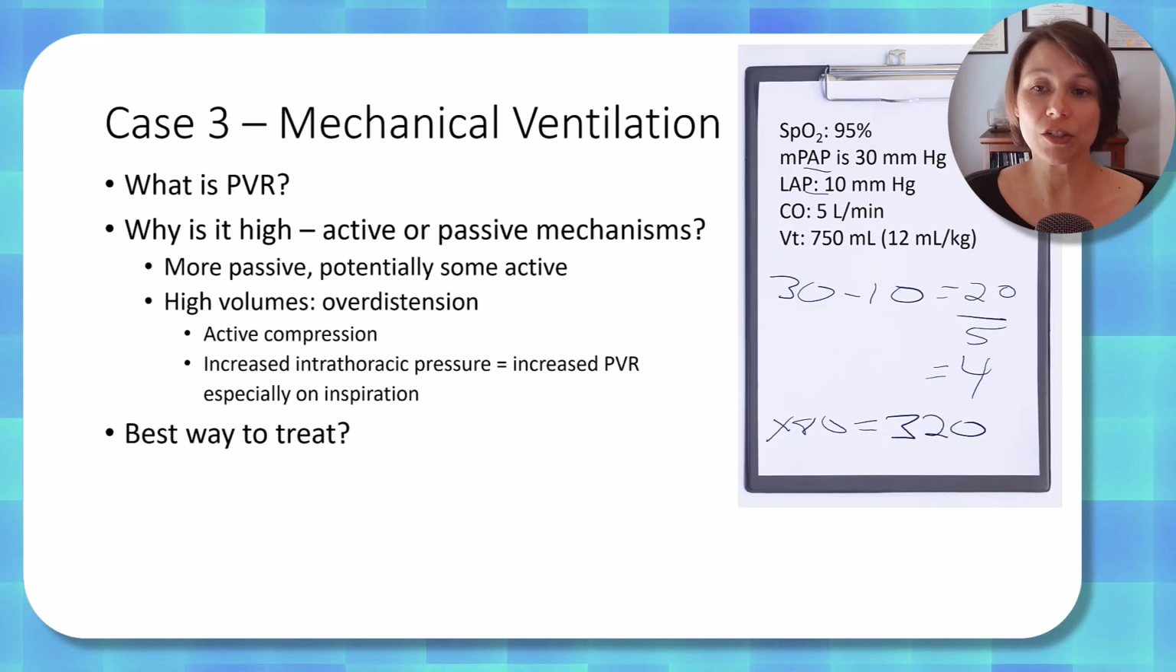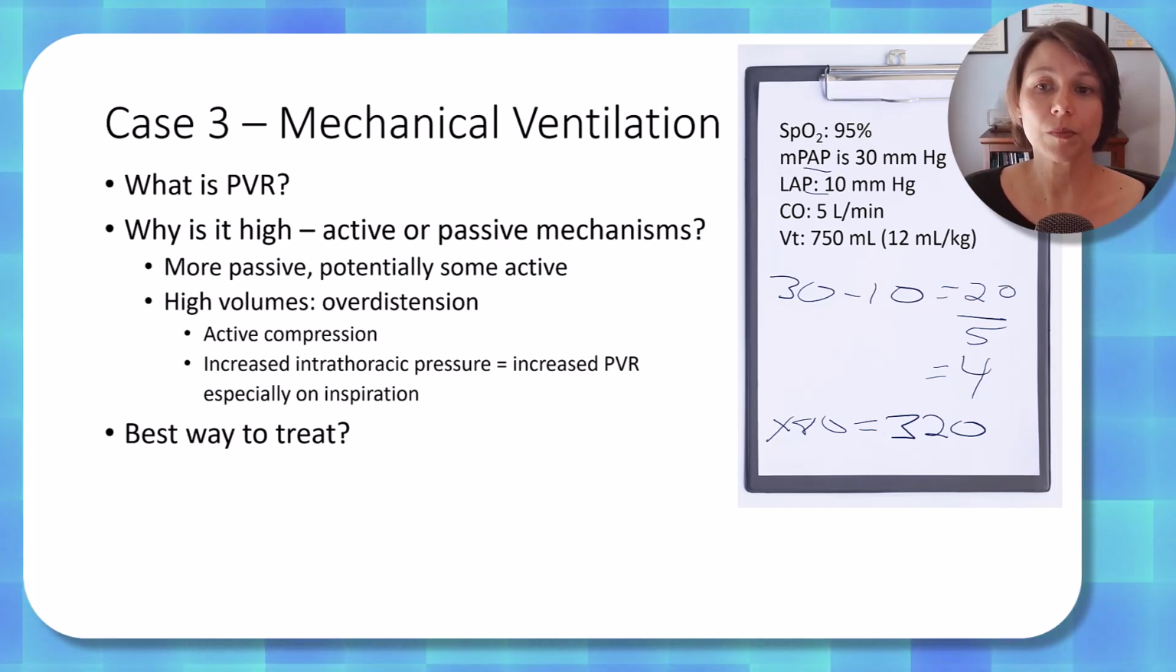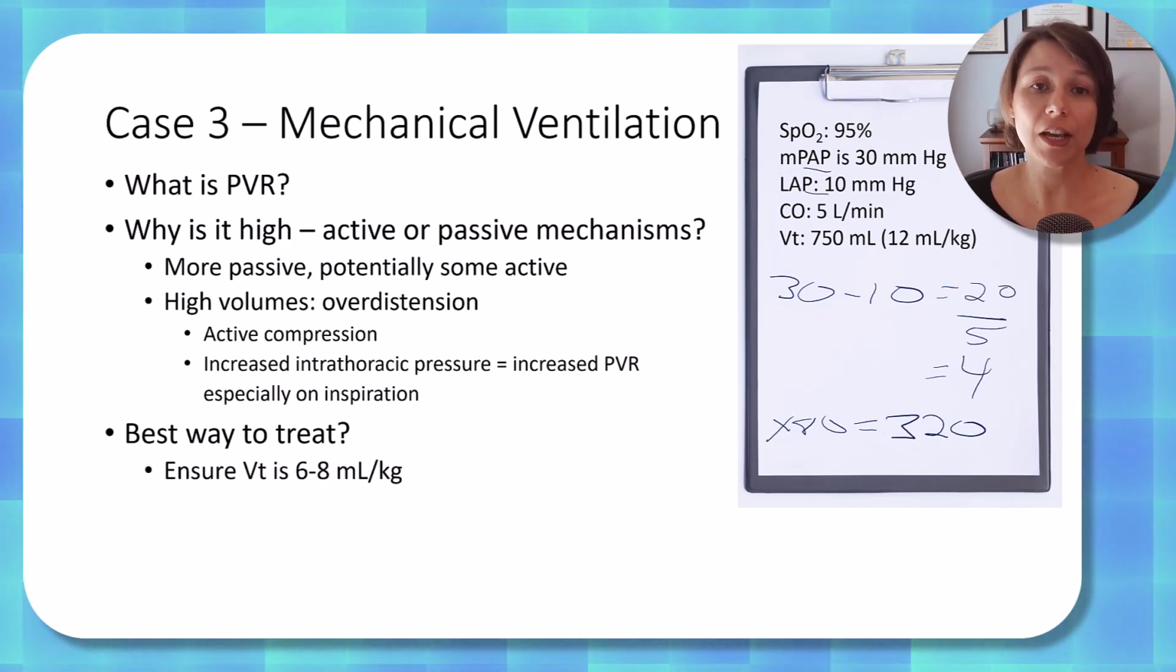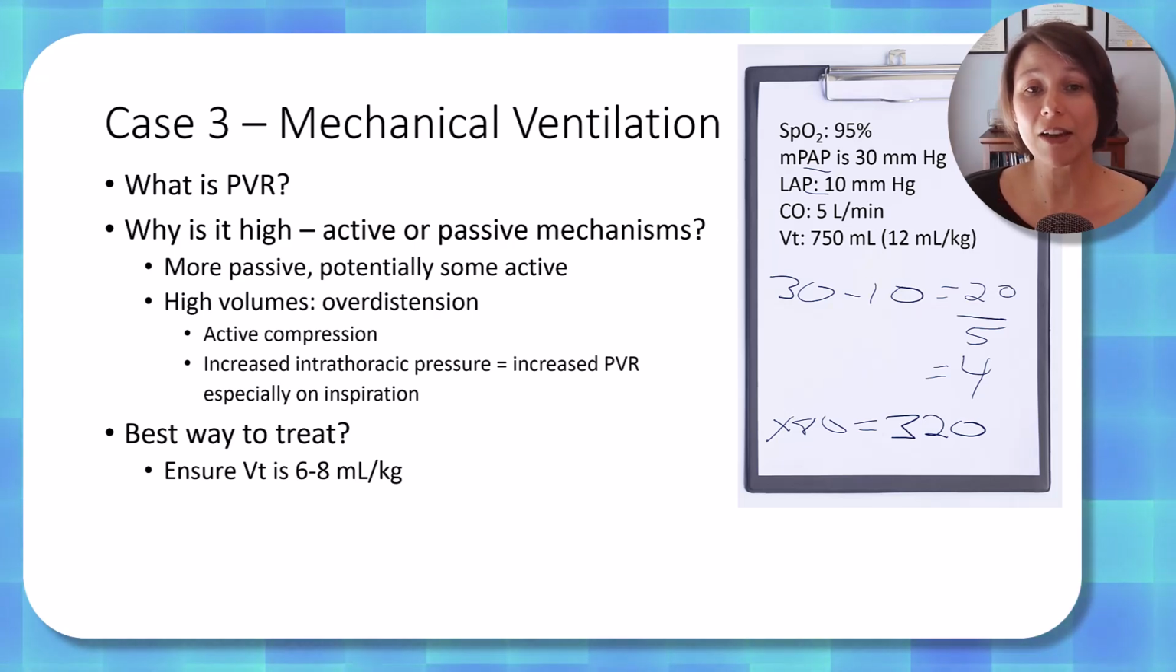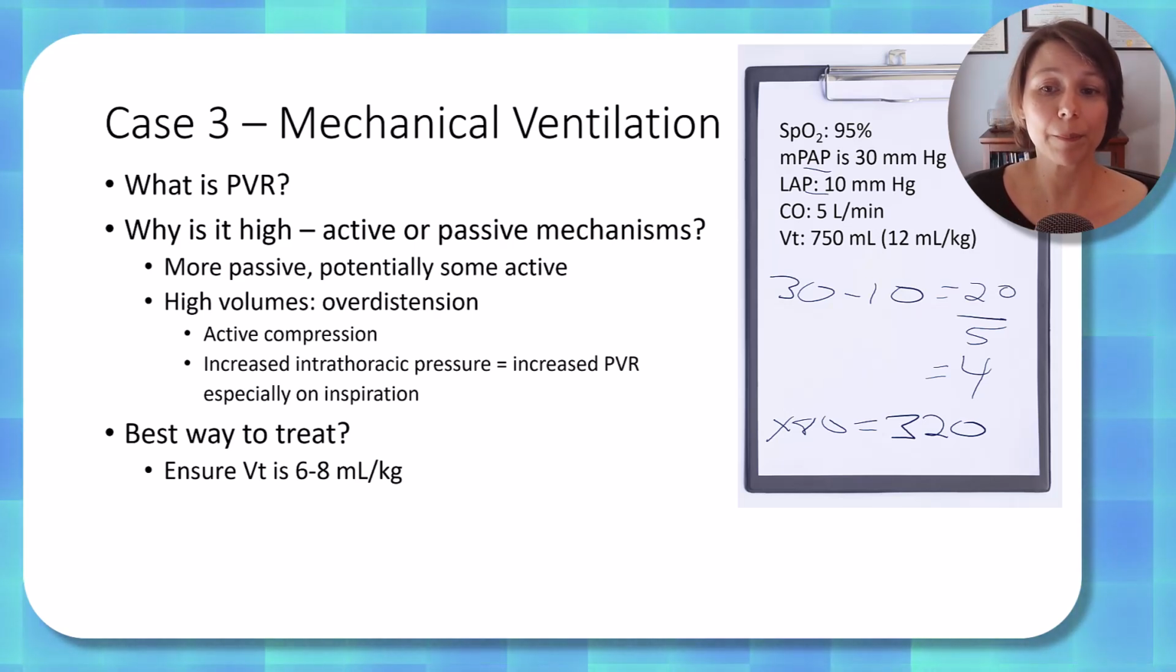What's the best way to treat this patient? We need to ensure that the tidal volume is 6 to 8 mLs per kilogram. Right now, that 12 mLs per kilogram is definitely too high for them.